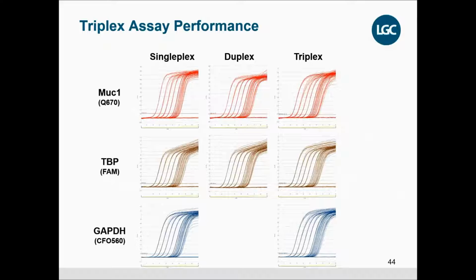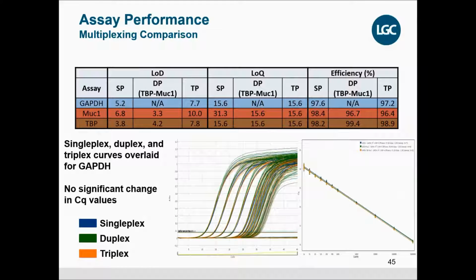The next slide shows the triplex assay performance. So we started with 5 assays, and we wanted to focus in on 3 assays for the purposes of demonstrating multiplexing. So what we're looking at here is singleplex, duplex, and triplex for our 3 different assays, and we can see that the real-time curves maintain their shape. It's going to be hard to really focus in on the performance until I go to the next slide, but just visually we could see we were getting very good PCR performance in a singleplex, duplex, and triplex format.